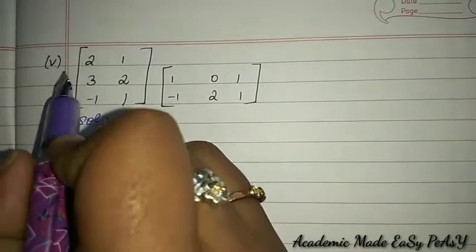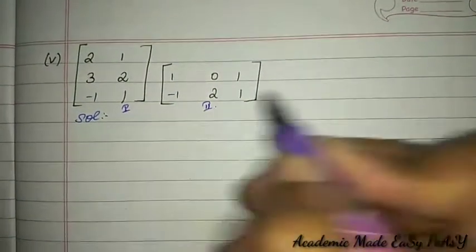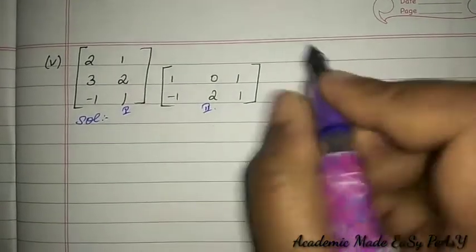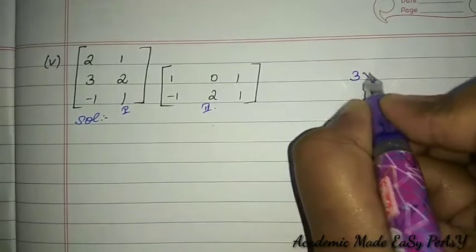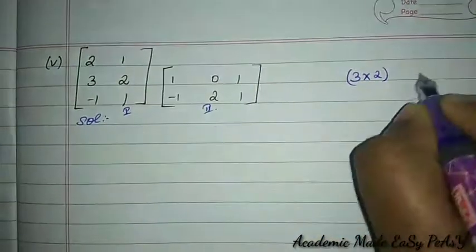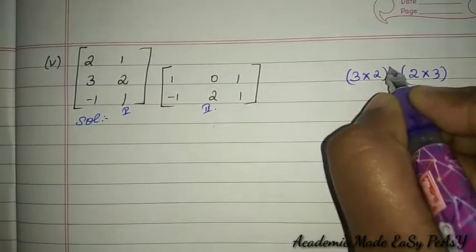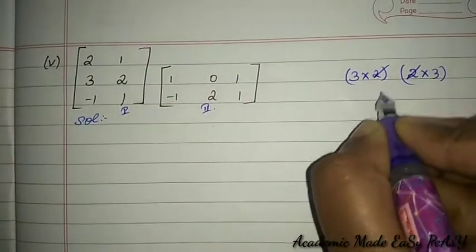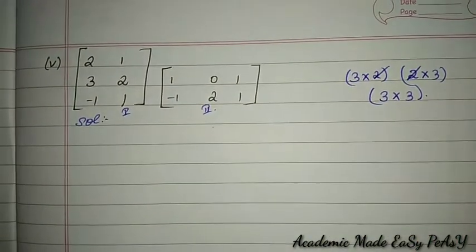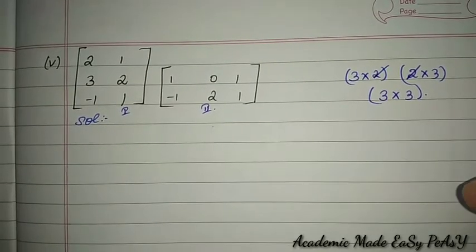So fifth subdivision, I have two matrices given. So now I will first check the order of my matrix. Here it is 3 by 2, and in my second matrix it is 2 by 3. So I will be cancelling these two elements and I will have a 3 by 3 matrix. So the order of my final matrix will be 3 by 3.